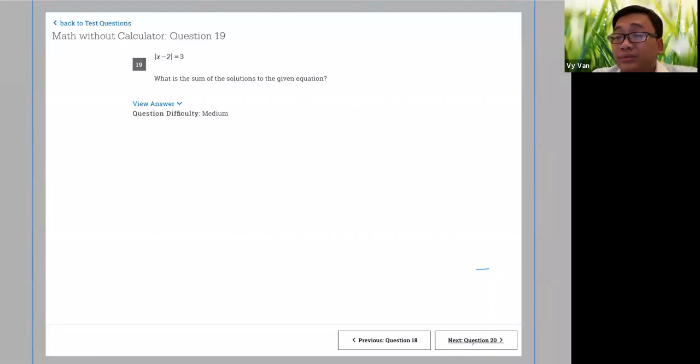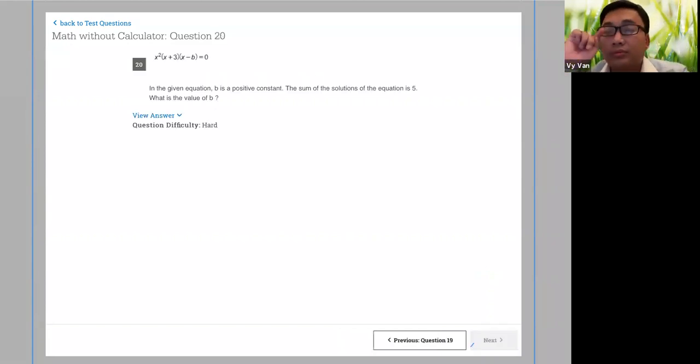Next question. Number 20. Difficulty: hard. That means it is difficult. In the given equation, b is a positive constant. The sum of the solutions of the equation is 5. What is the value of b?